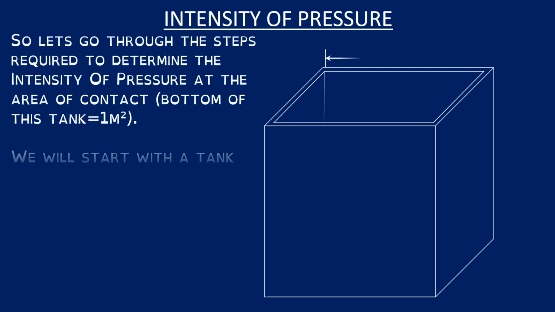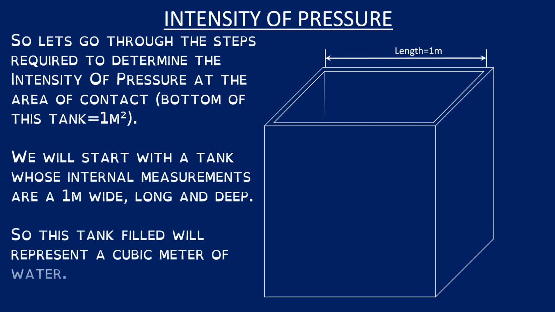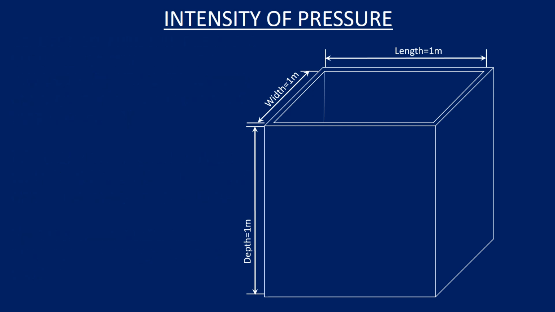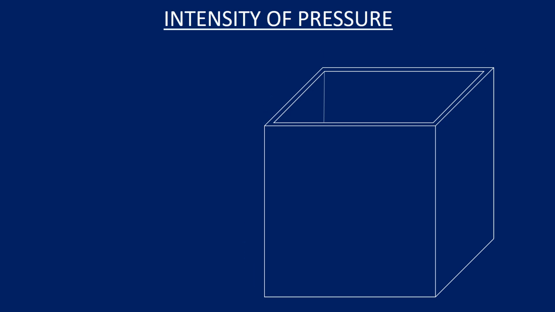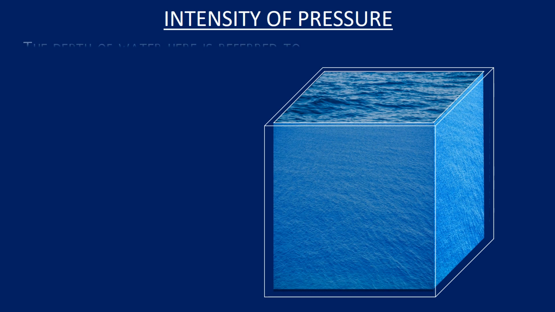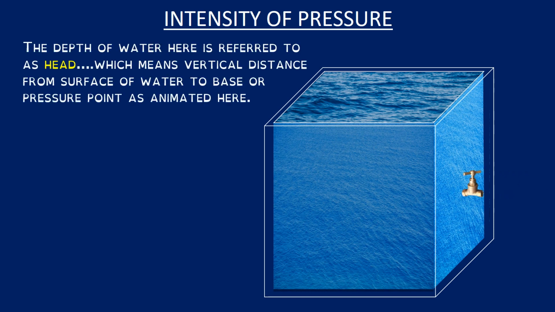So let's go through the steps required to determine the intensity of pressure at the area of contact. The bottom of this tank is 1 square meter as stated previously. So we will start with a tank whose internal measurements are a meter wide, long and deep. So this tank filled will represent a cubic meter of water. The depth of water here is referred to as head, by the way, which means that vertical distance from the surface of the water to the base or pressure point as animated here.